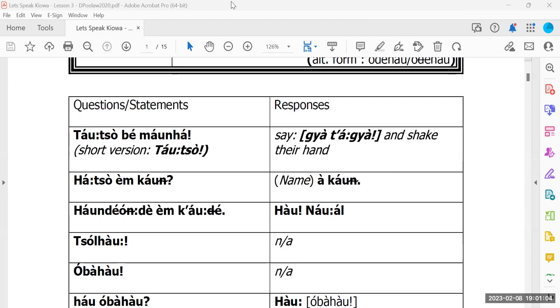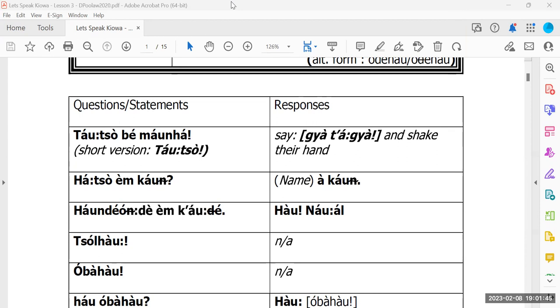Right, Dolores? Dolores is ta-tso. Is it ta-tso? Ta-tso. Ta-tso be man ha. And Aunt Carolyn, if you're able to. Okay. Ta-tso be man ha.